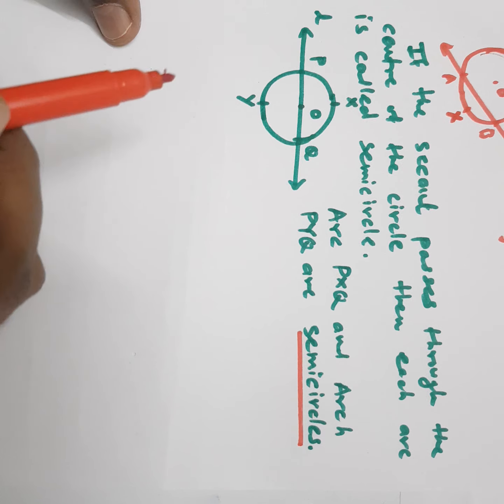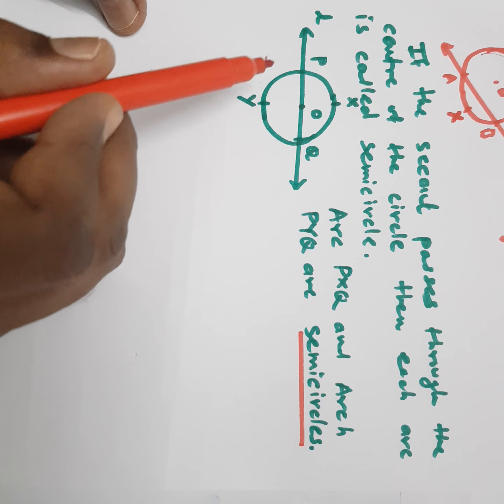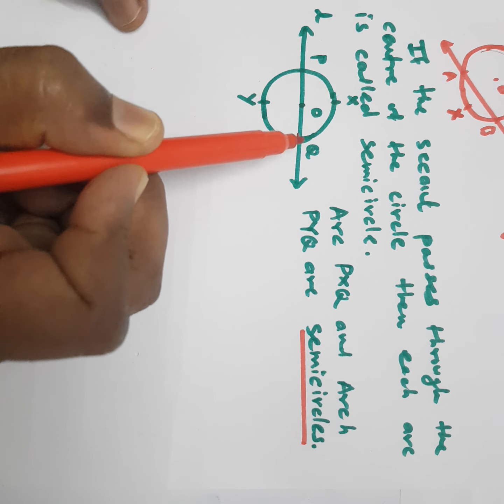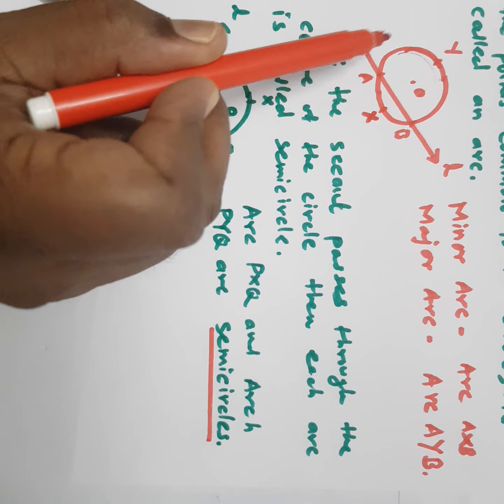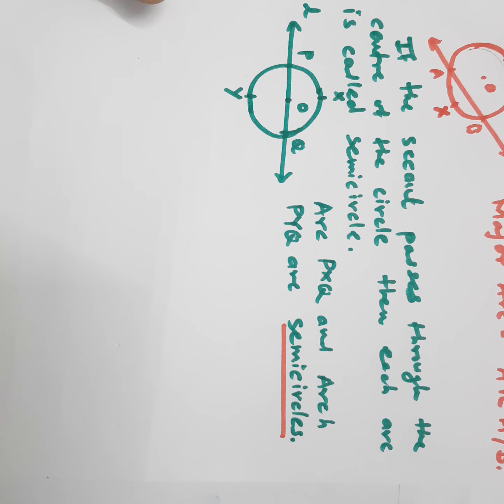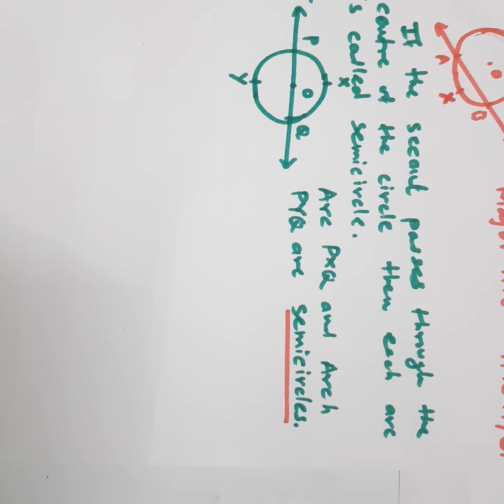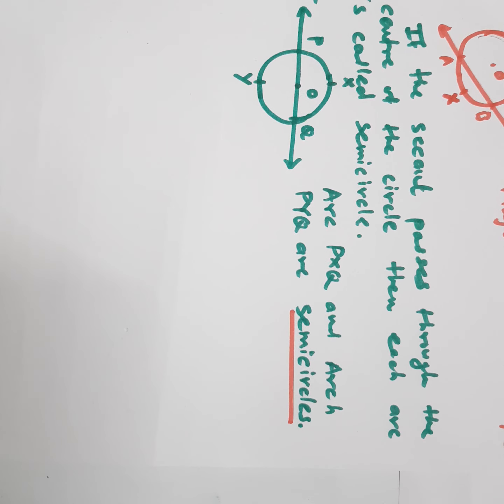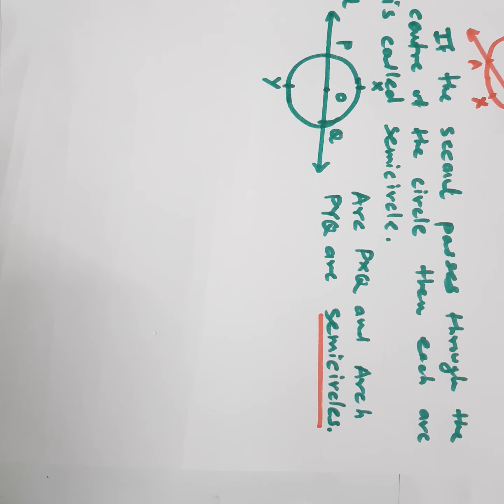Usually 3 points are used to name an arc. Here PXQ, PYQ, or arc AXB and arc AYB. So there is a need of 3 points to name the arc. If the arc is named by 2 points, then it must be a minor arc. So a minor arc can be named by 2 points only.